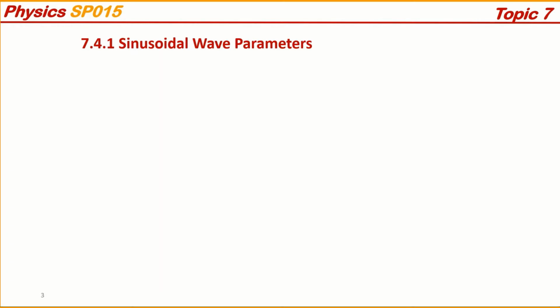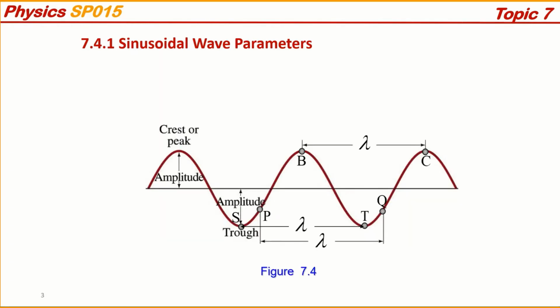Sinusoidal wave parameters. Figure 7.4 shows a periodic sinusoidal waveform. Amplitude consists of crest or peak, which is maximum amplitude, and trough, which is minimum amplitude. From figure 7.4, we can see particle B is in phase with particle C. Particle P is in phase with particle Q. And particle S is in phase with particle T.